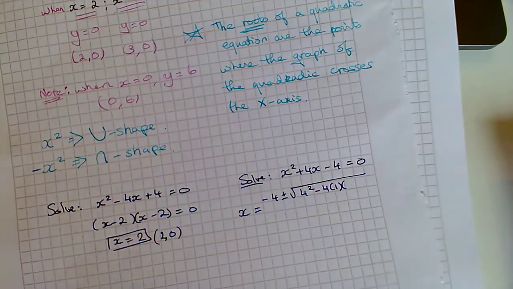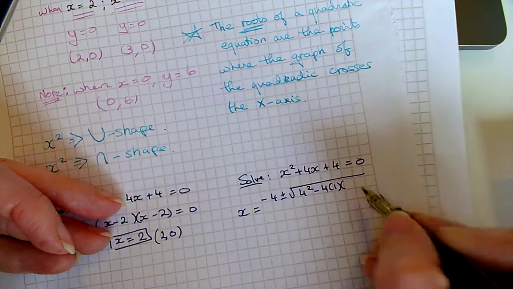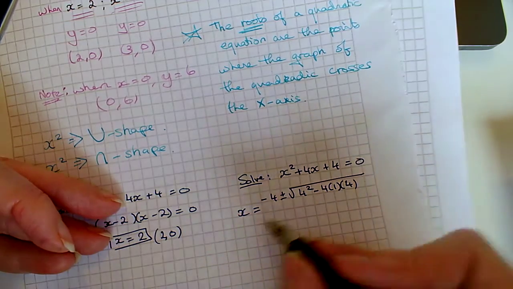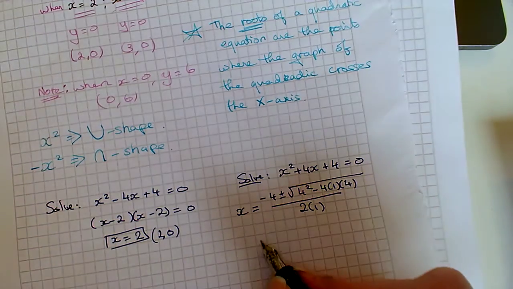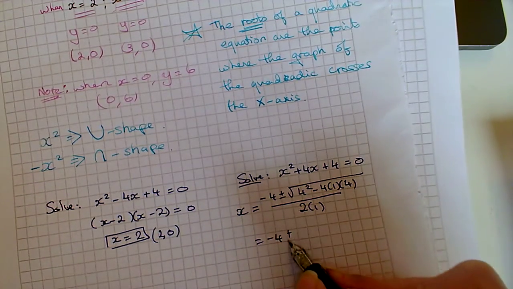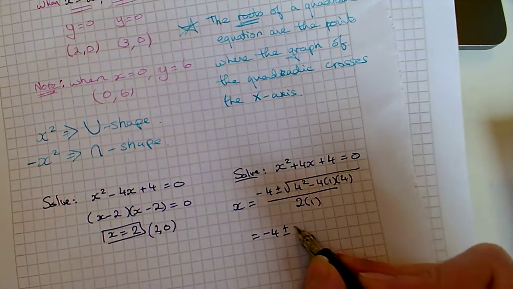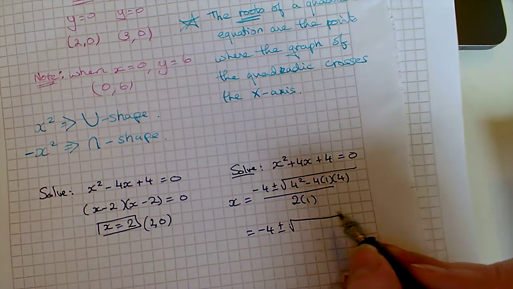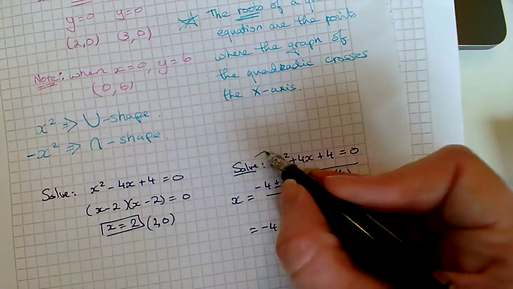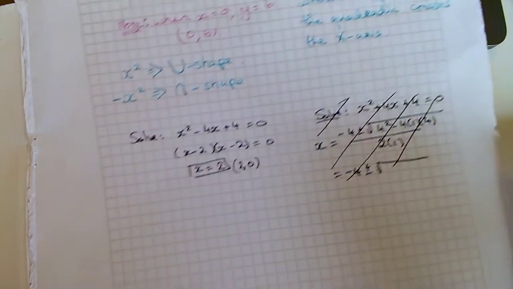I apologize, I should have kept that a plus 4 as well. 4ac like that, all over 2a. And what happens is, when I put that into my calculator, I get an error. Because what I get is, oh, that's actually equal. I chose a bad example, I apologize. I'm just going to do it again.